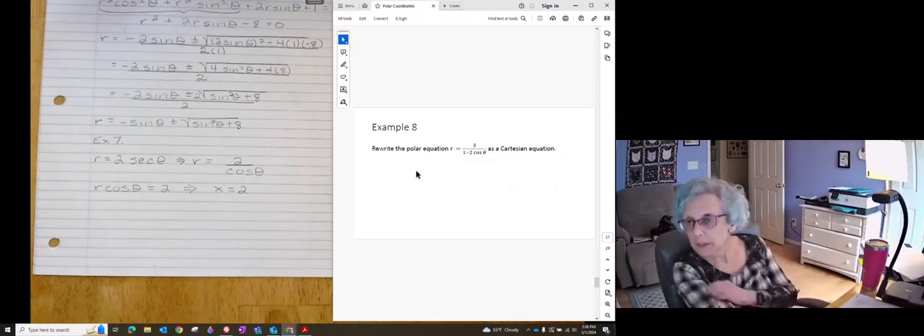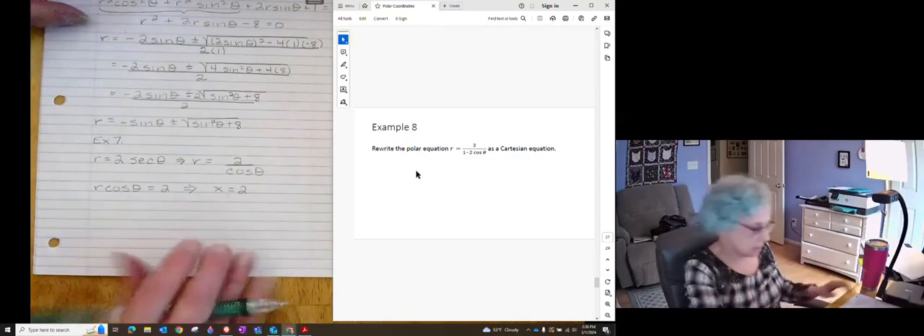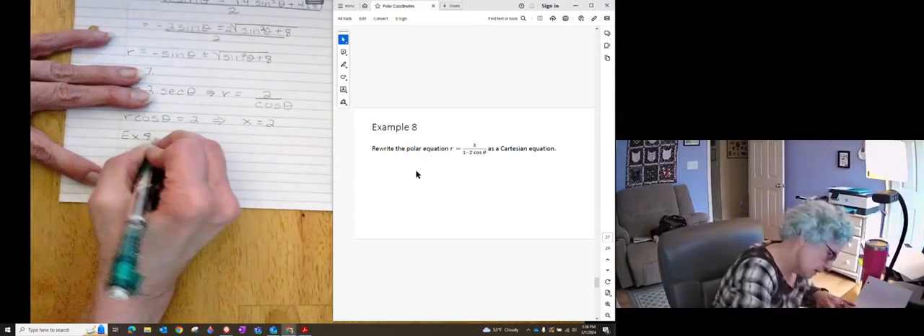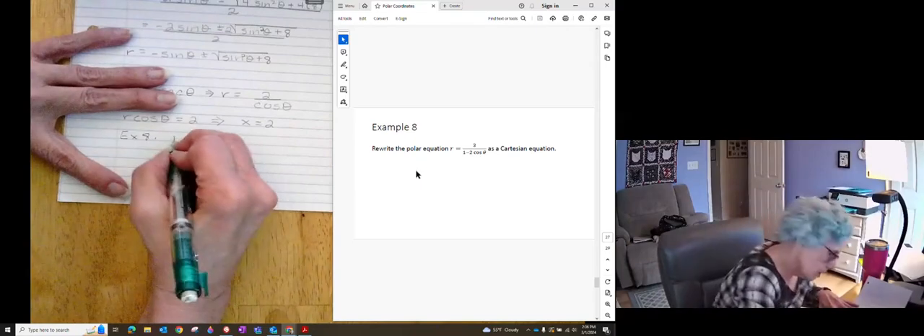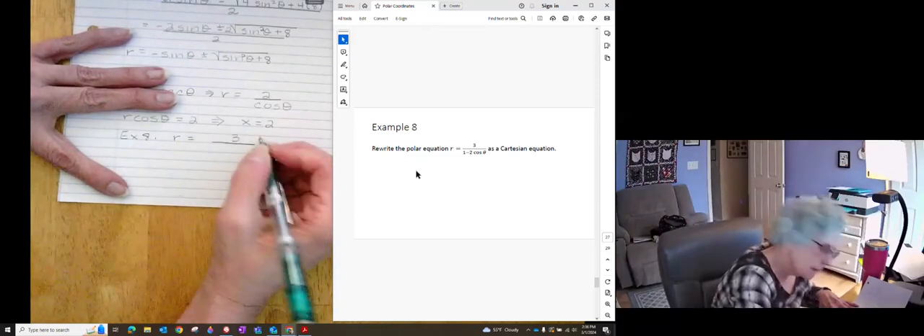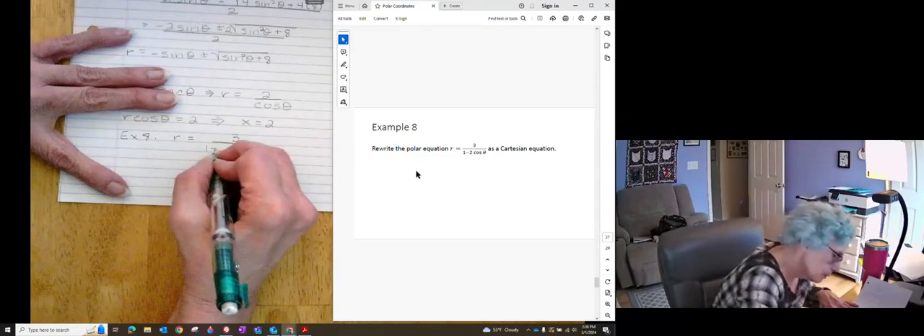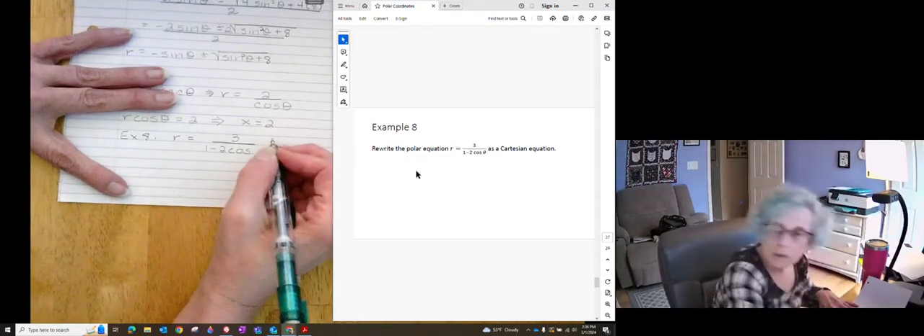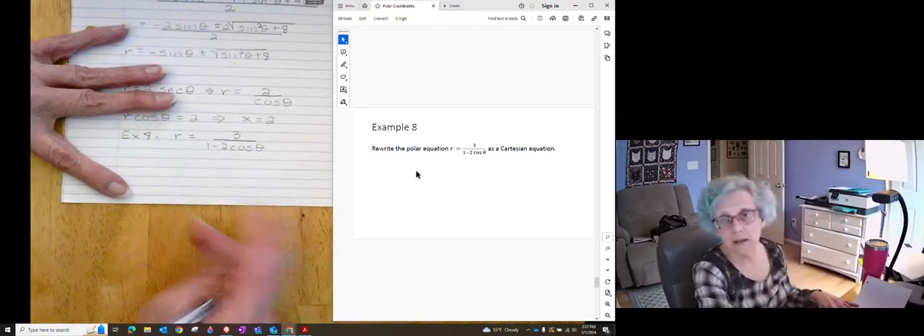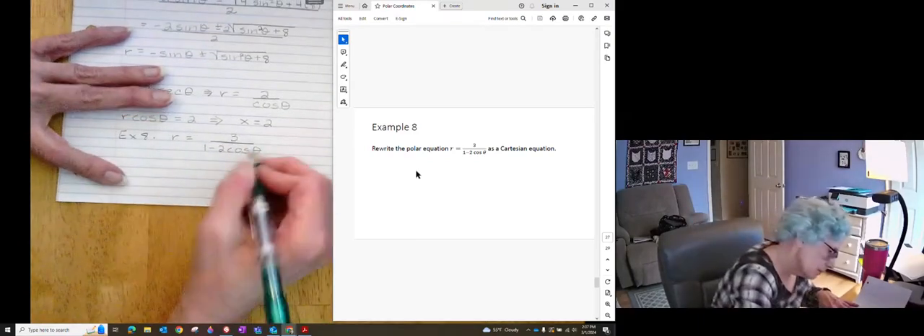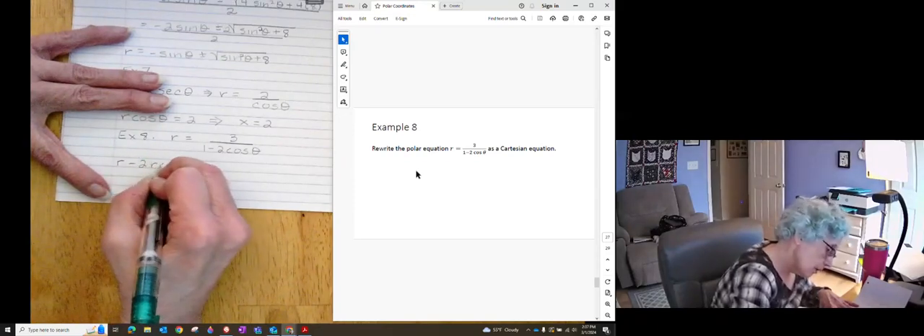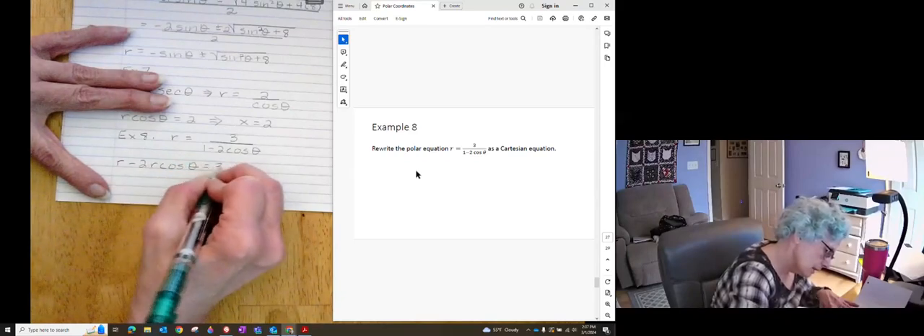Rewrite this polar equation as a Cartesian equation. So let's see if this one's as easy as that one was. Example 8, we have r equals 3 over 1 minus 2 cosine theta. Well, first thing that jumps out at me is to multiply both sides by this denominator here. So r minus 2 r cosine theta equals 3.